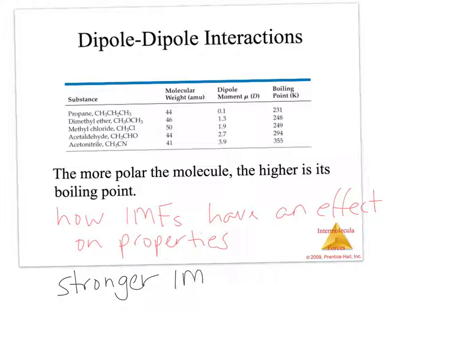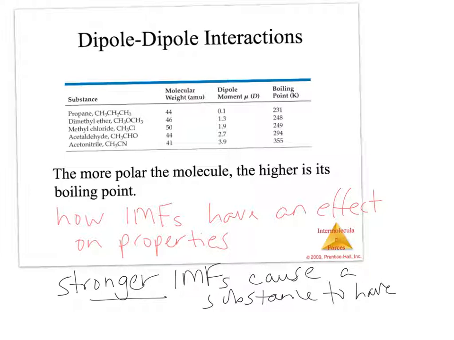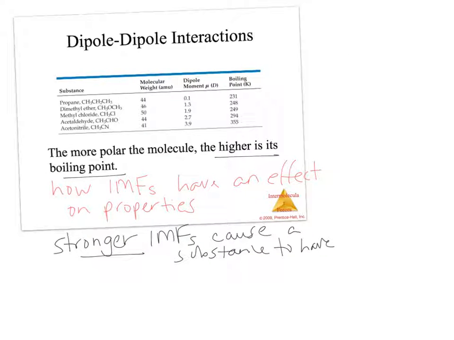Stronger intermolecular forces, IMFs, will have different effects on different properties. In this case, stronger intermolecular forces are going to cause a substance to have a higher boiling point, which is what it says up here, higher boiling point. That's because with the stronger intermolecular force, the molecules are held together, that the force is holding them together.